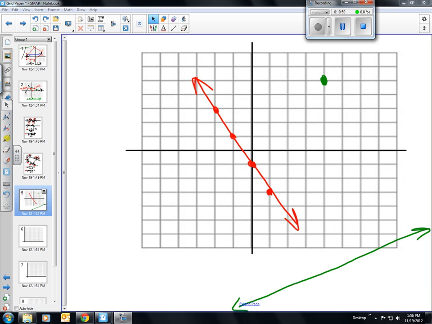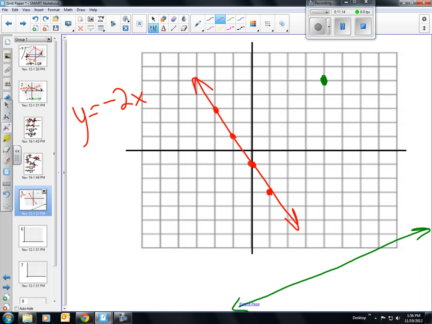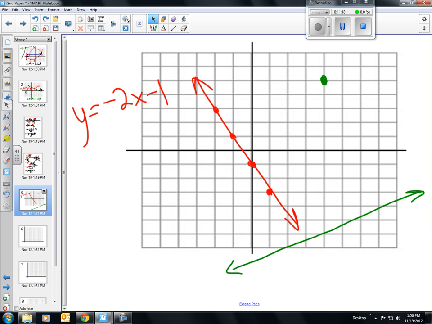Then on number 9, it says, write the equation of the line that is perpendicular to the given line, which is y equals negative 2x minus 1, passing through the given point. So the red line here is the equation y equals negative 2x minus 1. And we're saying we want to find the line that's perpendicular to that. Well, perpendicular is going to look like this.